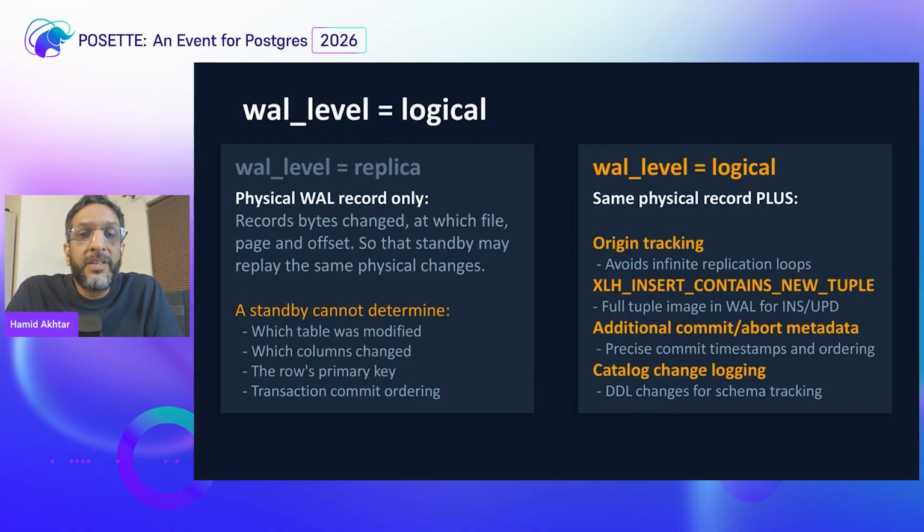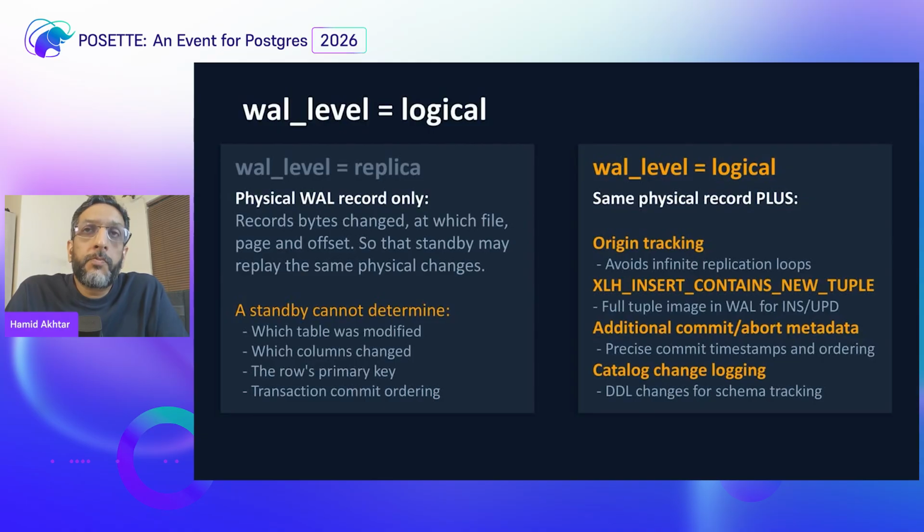So there are certain additional pieces of information that are added for logical replication. We have the origin information that prevents cycles. We have some markers telling the logical replication pipeline that we have a new tuple as part of this data, so it can then decode it.